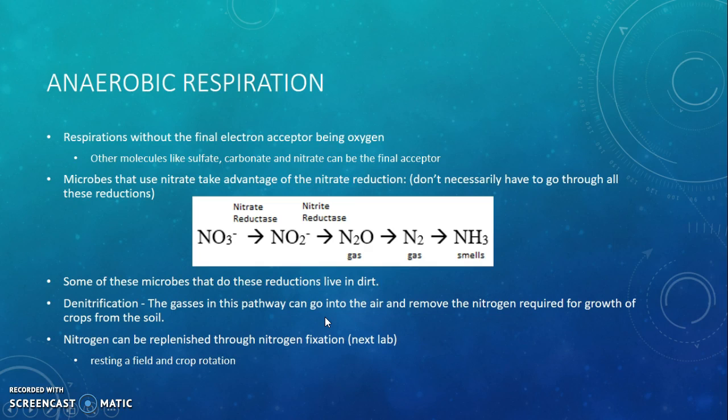Crops need nitrogen, whether it be for amino acids, proteins, nitrogenous bases, or whatever it may be. Some even phospholipids. But you need it to grow. So if you take away the nitrogen, you can stop the growth in a particular field. And that's why you have to replenish nitrogen. If you've ever heard of a farmer having to rest a field, or do crop rotations, there are a ton of different ways you can correct for this denitrification process.